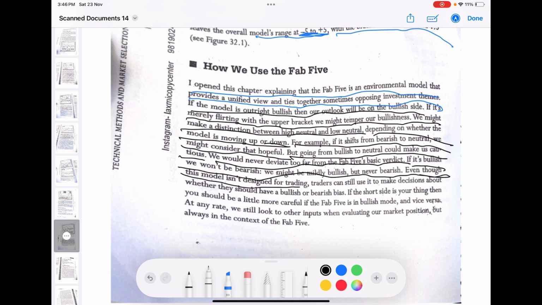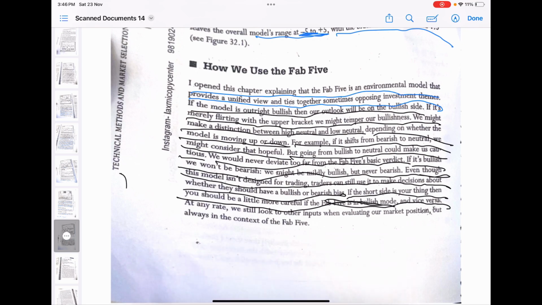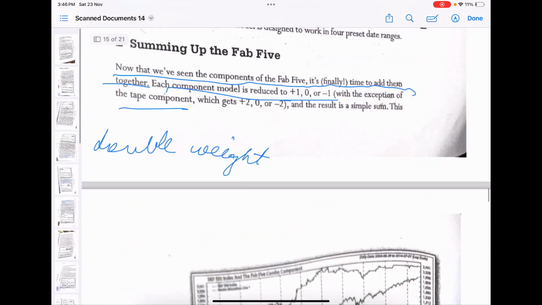Even though this model isn't designed for trading, traders can still use it to decide whether to have a bullish bias or a bearish bias. If the short side is your thing, then you should be a little more careful if the Fab 5 is in bullish mode, and vice versa. So that is the chapter on the Fab 5 model.